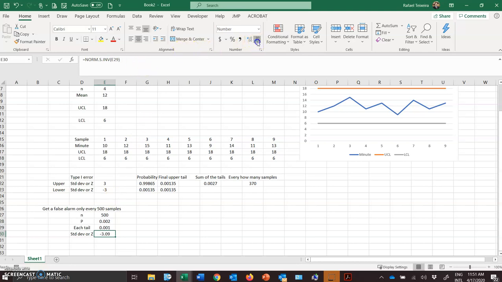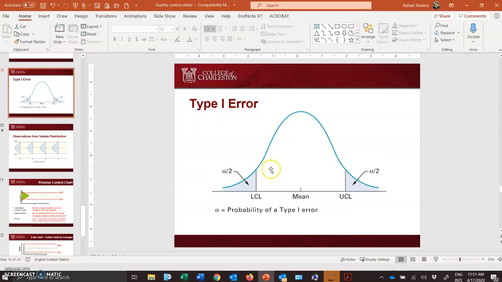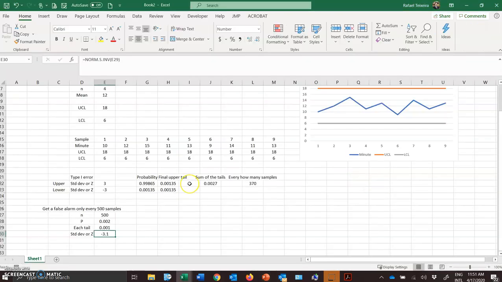If we reduce the number of decimal points, we get 3.1 standard deviations below, but we can also say above, because we have both sides. So this negative 3.1 is going to be negative and positive because it's both tails. Now let's compute the new upper control limit and the new lower control limit.